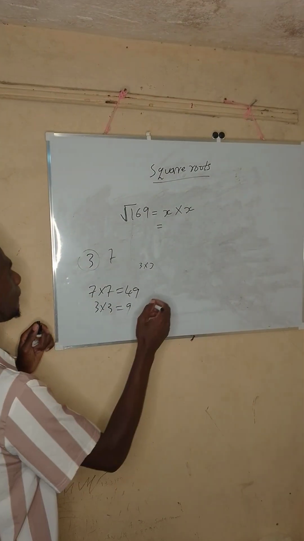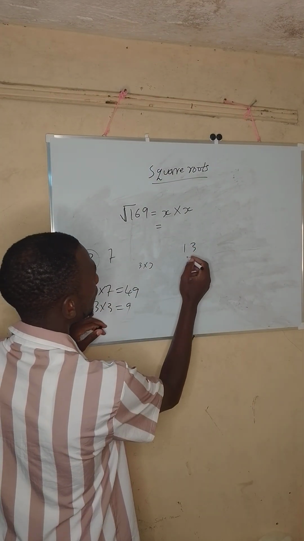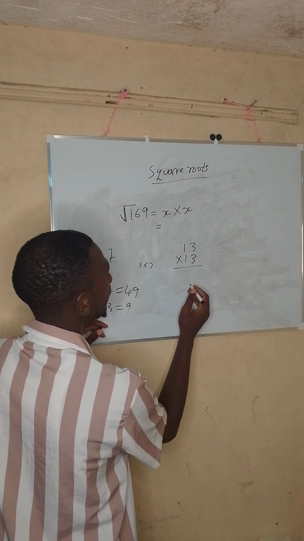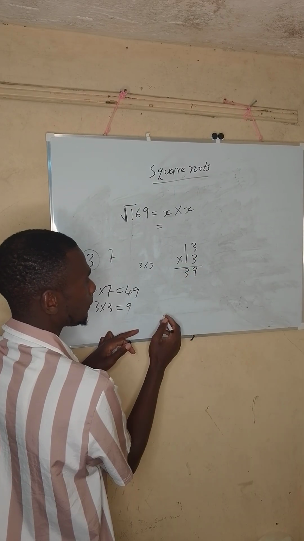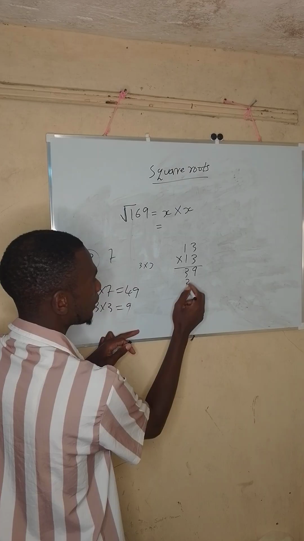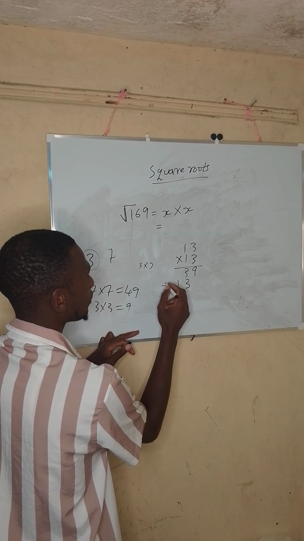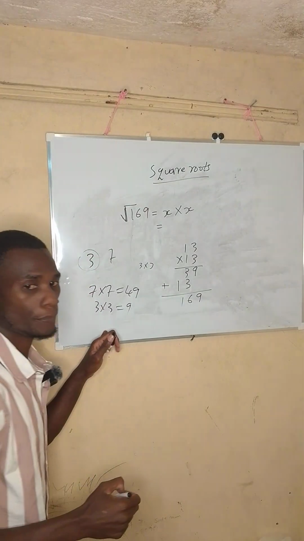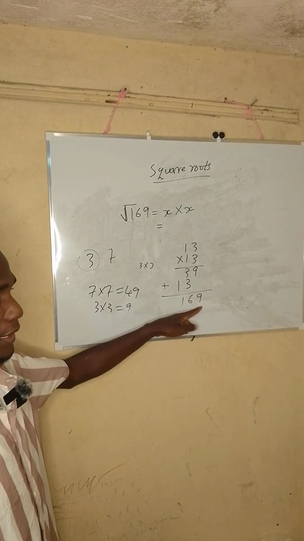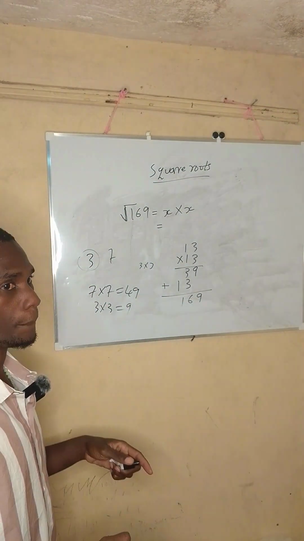So let's try with 13. So 13 times 13. 3 times 3 is 9. 3 times 1 is 3. 1 times 3 is 3. 1 times 1 is 1. So if you add these numbers, you will have 169 automatically.